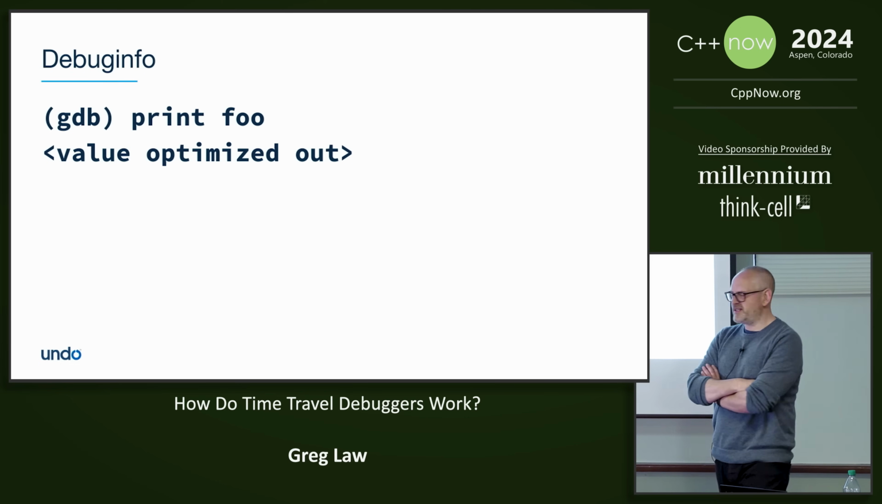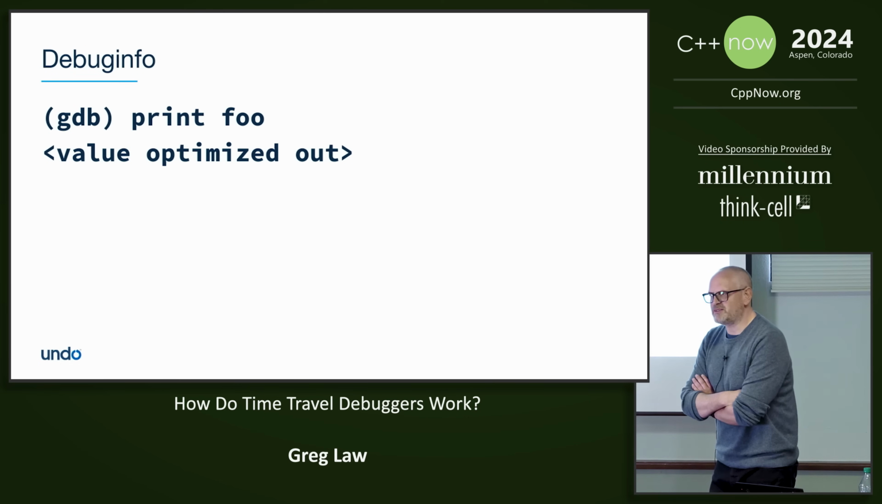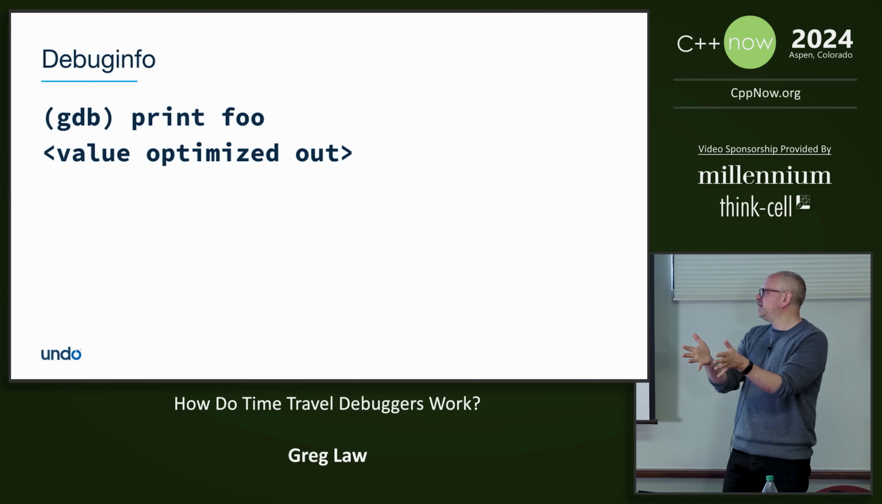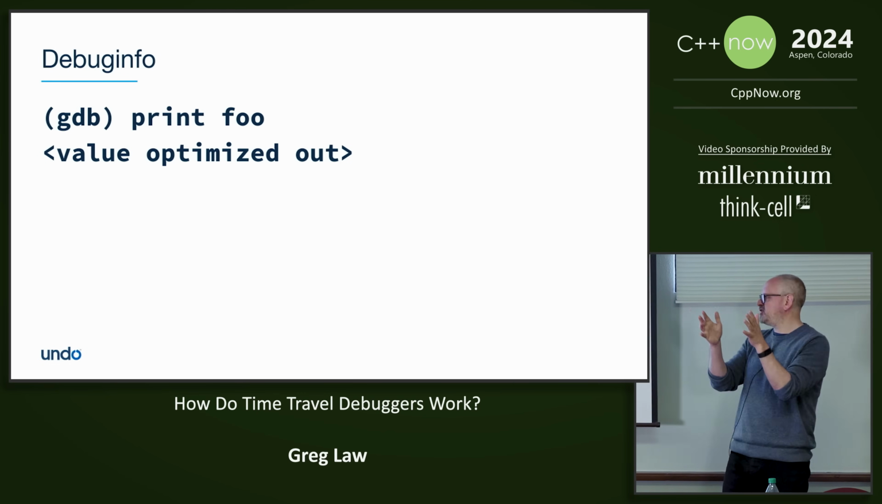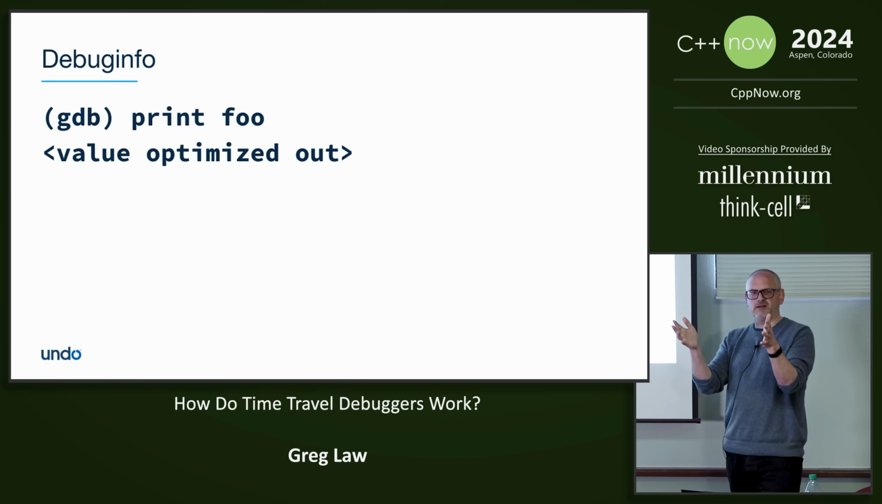Yeah, right. So it's kind of lying to you, right? It says value optimized out. Sometimes that value just genuinely doesn't exist anywhere in the program, but usually that's not the case. Usually it is totally there. If you look at the disassembly, you can see it, and the compiler just hasn't generated the debug info to deal with it.